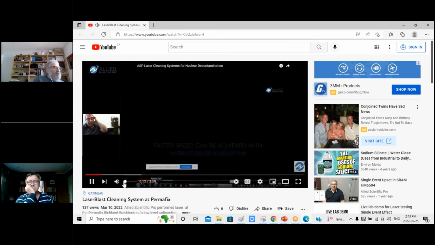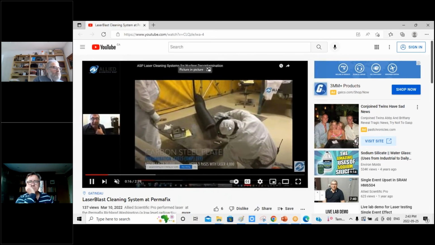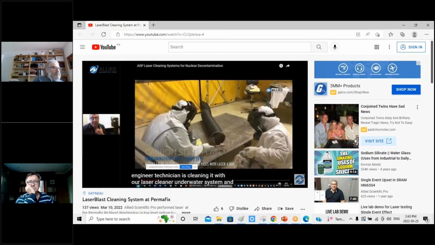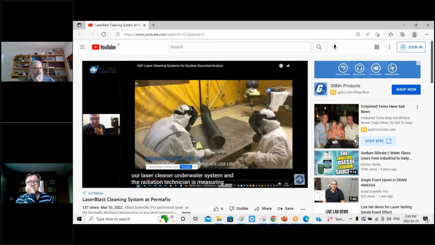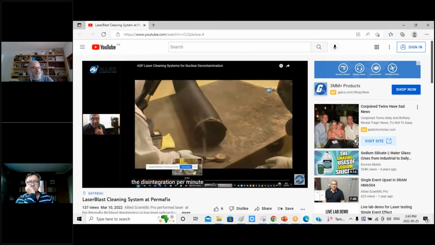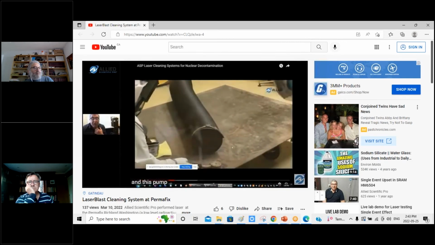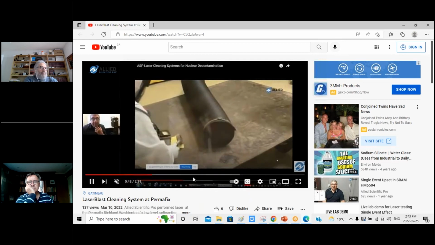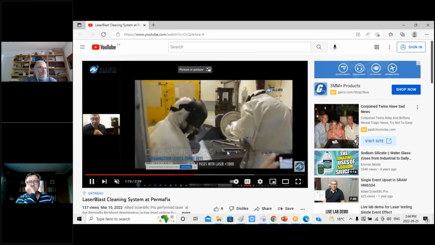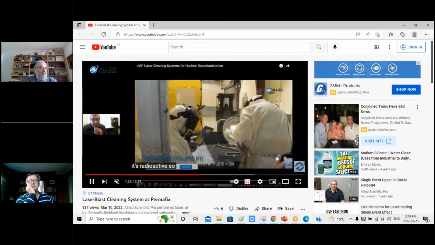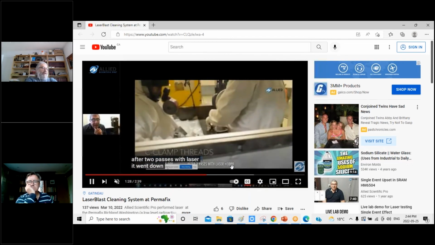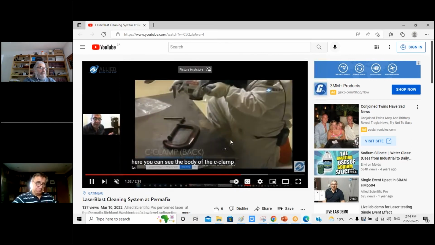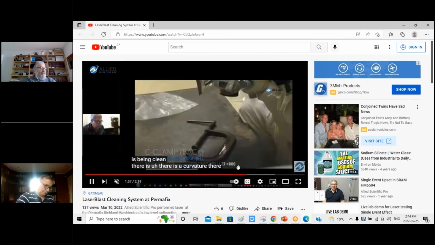This is the metal plate that is being cleaned. This large vacuum pump basically removes all the debris. I'll fast forward this. Here you can see a C clamp is being cleaned. After 2 passes, initially it was 5,000, and its radiation level was brought to 1,000. Here, the body of a C clamp is being cleaned. It took 2 passes to bring it to less than 1,000.